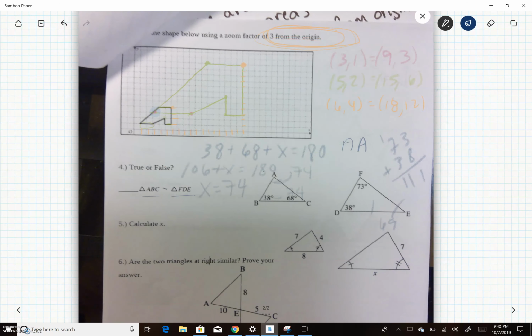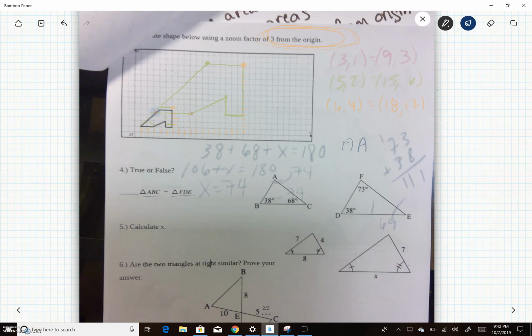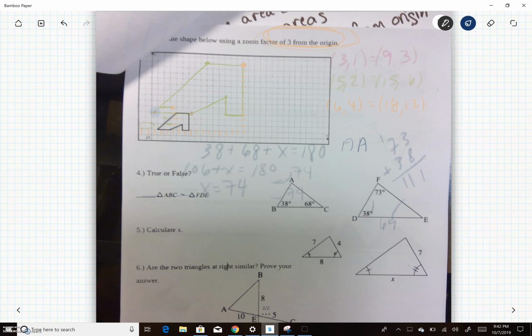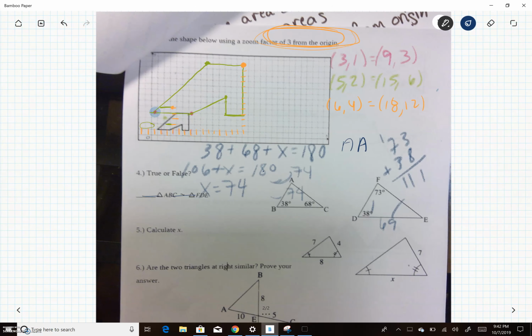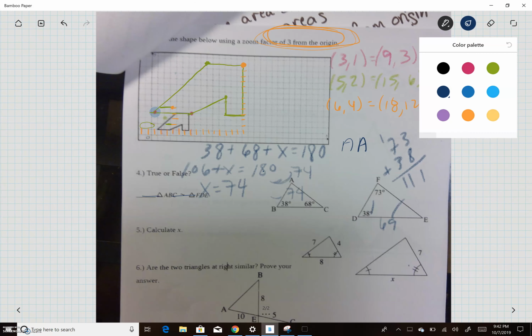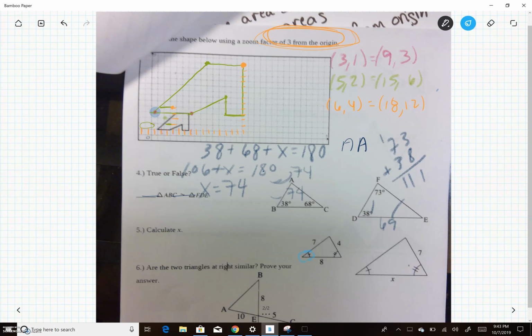All right, let's see. Calculate x for number 5. Oh, so this is fun. For number 5, let's do brighter blue. We're calculating x. We know that since at least 2 of these angles are the same in both of these triangles, by the angle-angle similarity these 2 triangles are similar to each other.